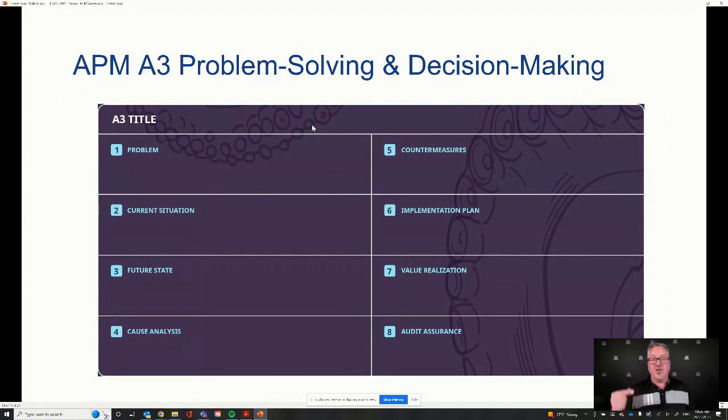We've got the implementation plan. We've got what value benefits we expect to get out of it, and close it all up. Did we actually achieve what we said we were going to do? And by having this all on one page, this works for the most complex problems in our businesses, and the simple ones as well.